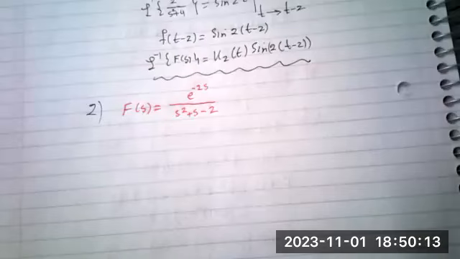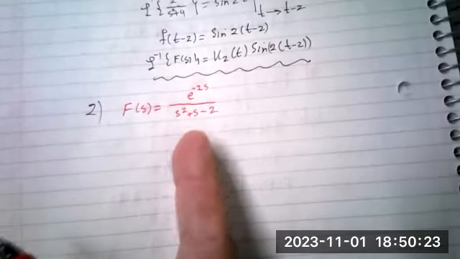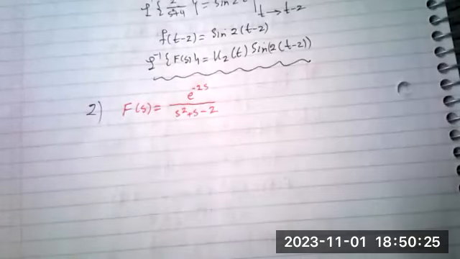Again, as soon as you see e to the negative 2s, it's translation. So you are going to have u2t. You have to find the Laplace inverse of 1 over s squared plus s minus 2 first. When you find that, we change the t to the t minus 2. How are we going to find that?